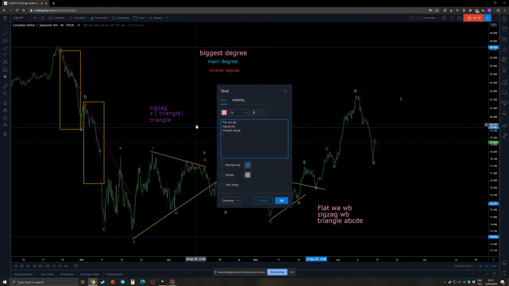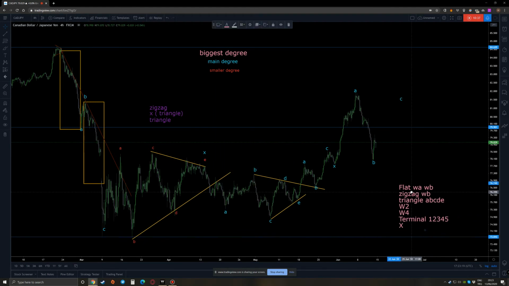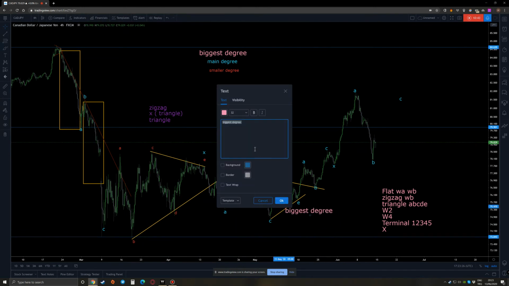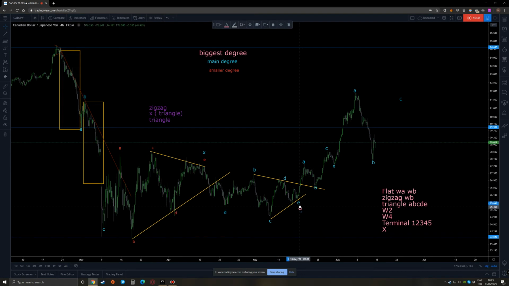If you're talking about impulsive wave, it can be a wave 2, or it can be a wave 4, or it can be any terminal wave, which can be 1, 2, 3, 4, 5, and it can be an X wave. So these are the possibilities. So what I mean actually here is this. If I take this degree here, for example, if this is a wave A of a flat, it means that whatever I start here, it has to be a wave B of a flat.